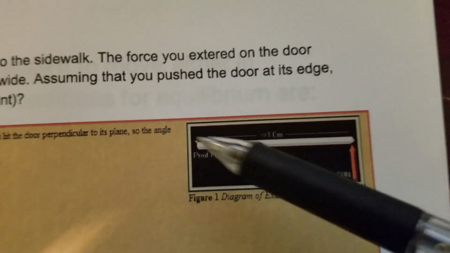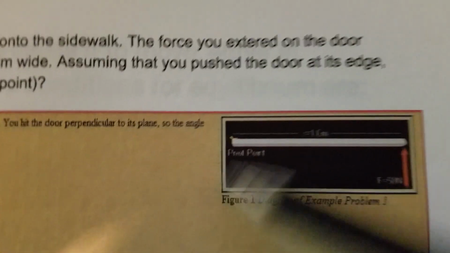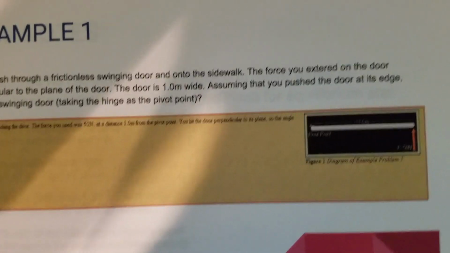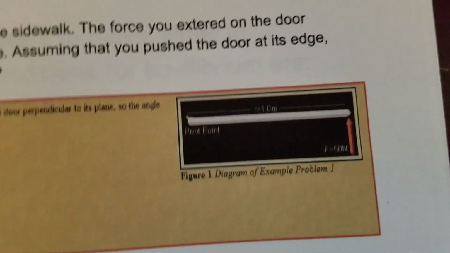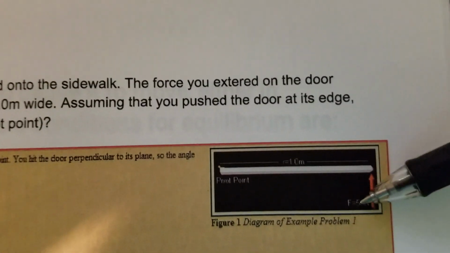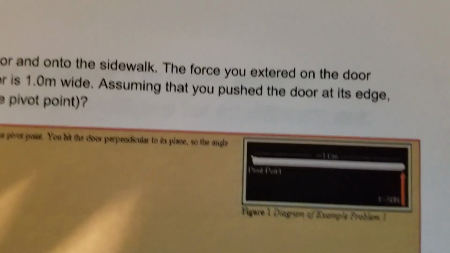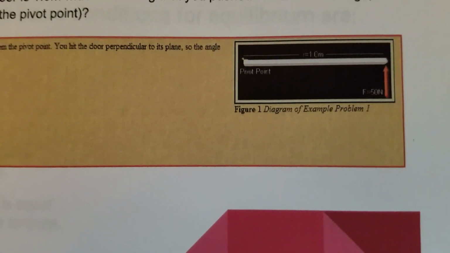So you could draw the door. This is the pivot point. You have to label it. And then it says the door is 1 meter wide, so you label that. And the force exerted upon it is 50 newtons. Those are your givens after you draw. That's very helpful, especially for these kinds of problems. Like I said, torque is very complicated.